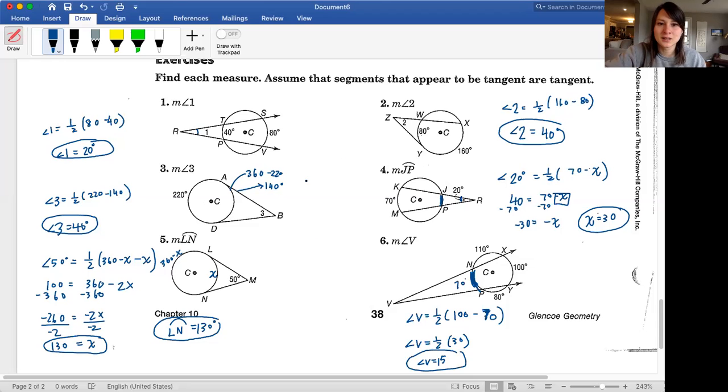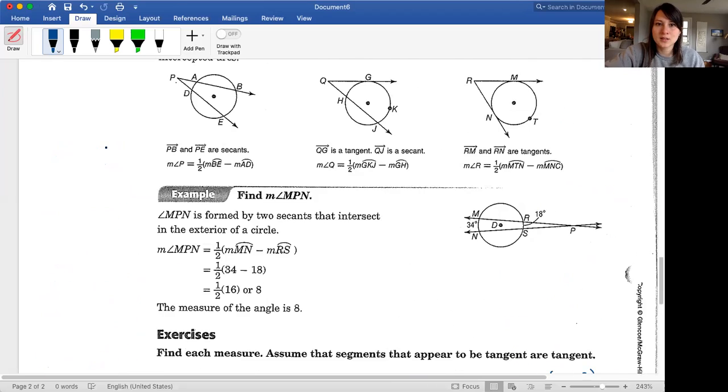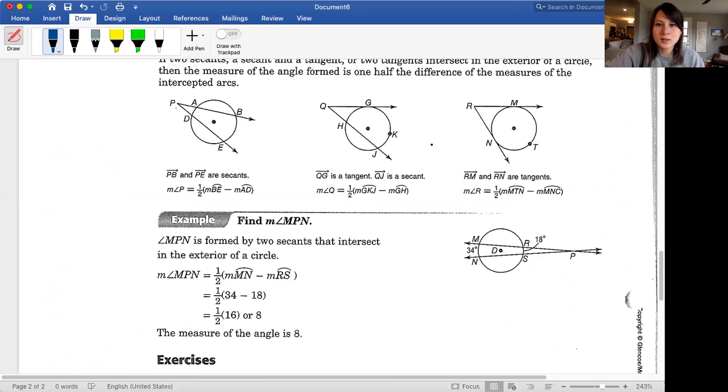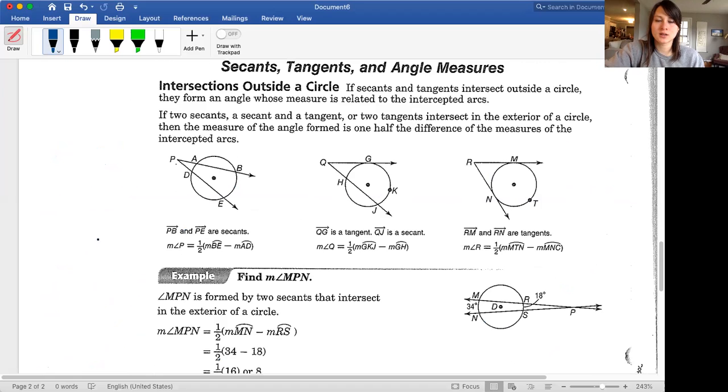All right, and that's it. So hopefully that made sense. And if you understand the big concept here, that concept transfers over to all the circles, and you can use that for any intersections where an angle is created outside the circle.